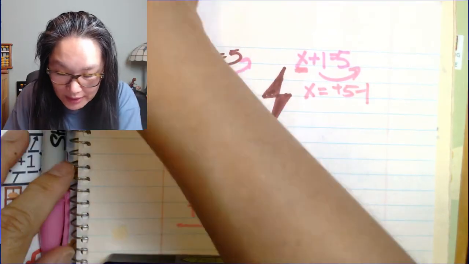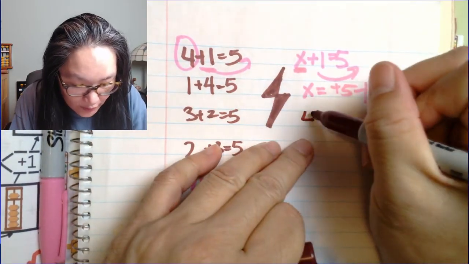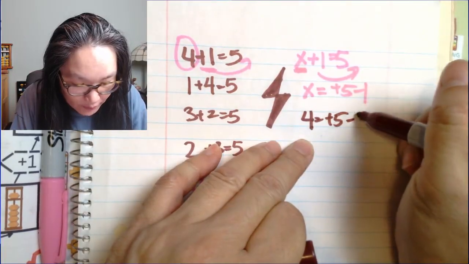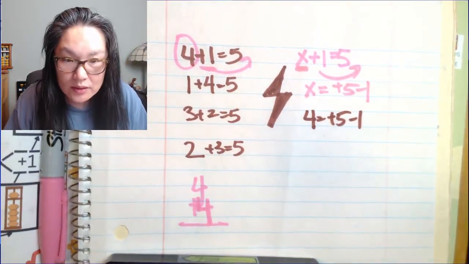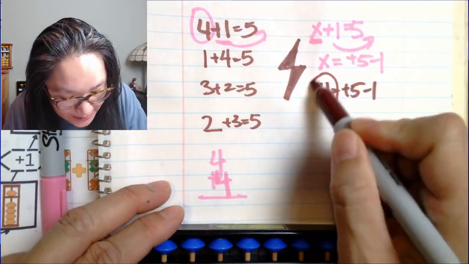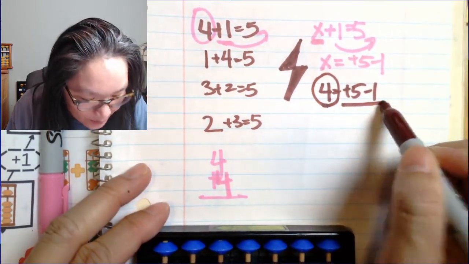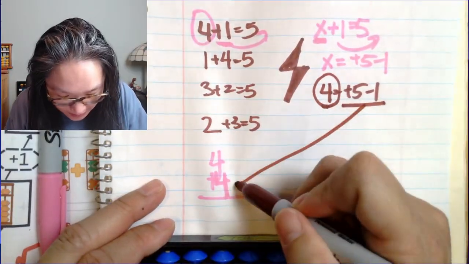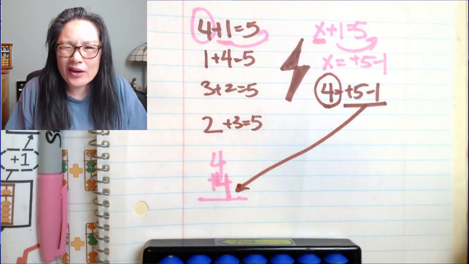Now, let's replace it back to the 4. Notice we have 4 is equal to plus the 5 minus 1. When we do this, what's going to happen? Because we isolated this variable, we're going to substitute this information to here. How are you going to substitute it?